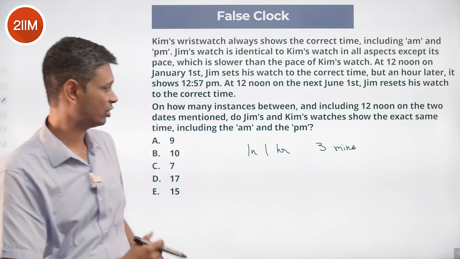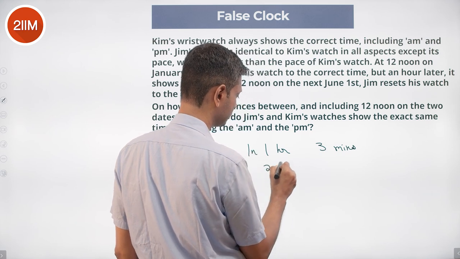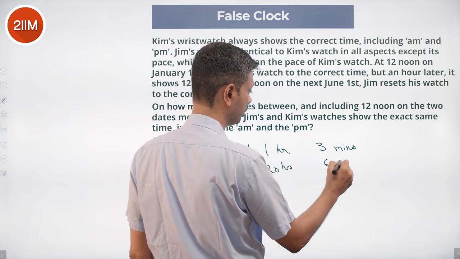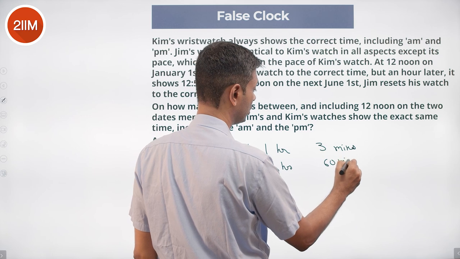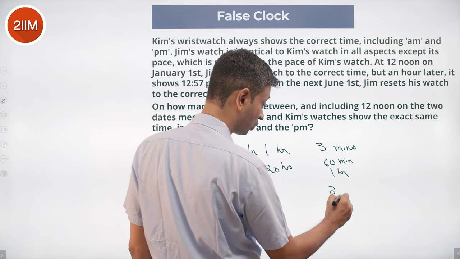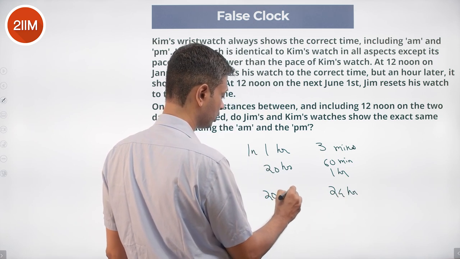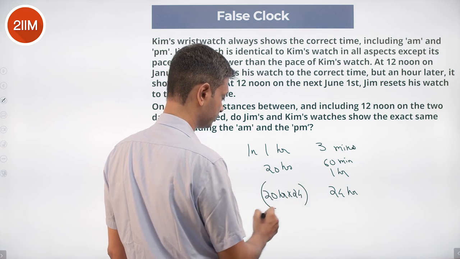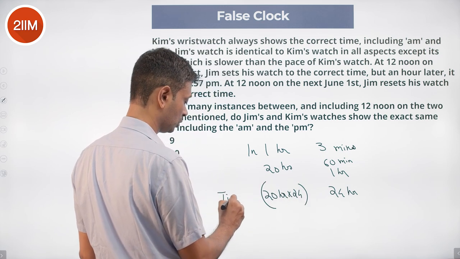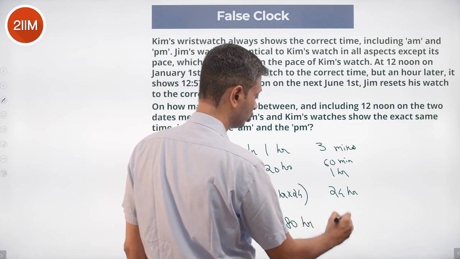In 1 hour it loses 3 minutes. So in 20 hours, it loses 60 minutes, or it loses 1 hour. It has to lose 24 hours, which will take it 20 hours into 24 hours time, or 480 hours, to lose 1 day.